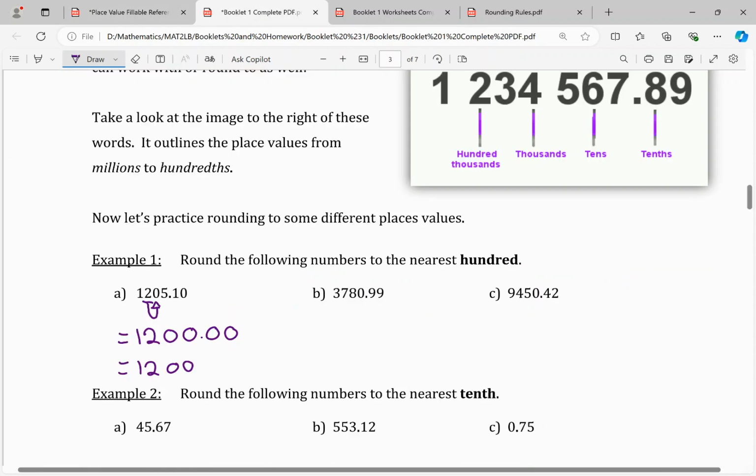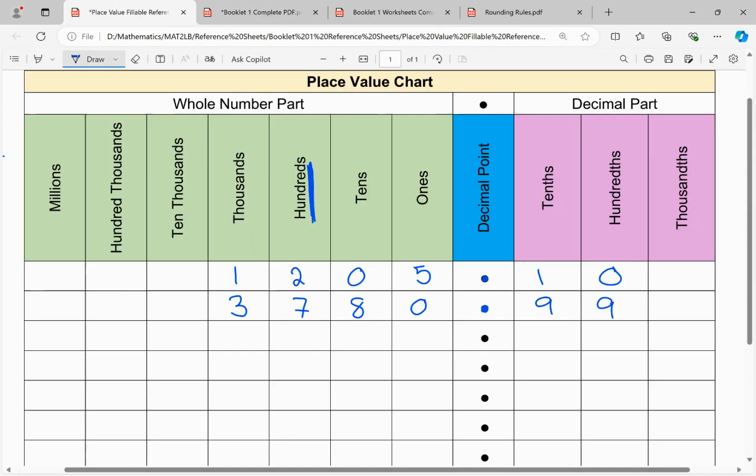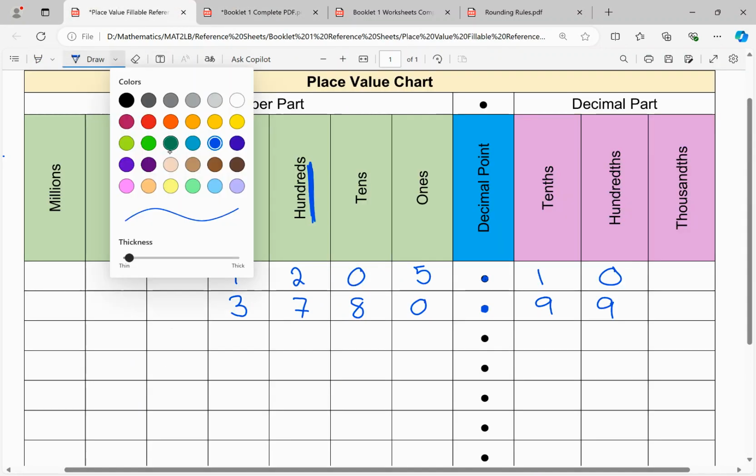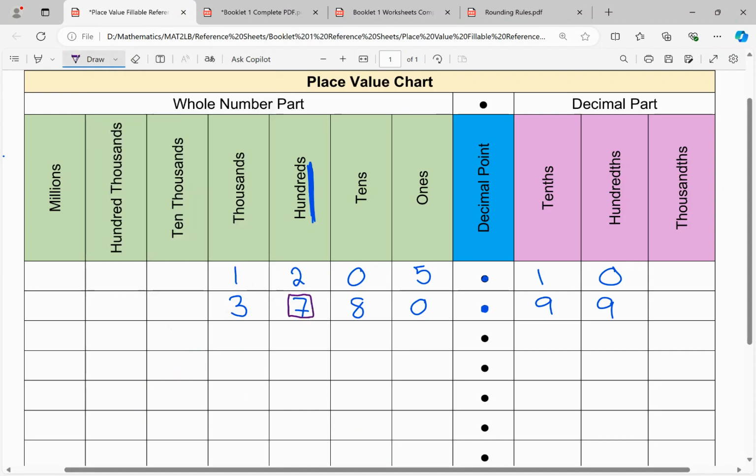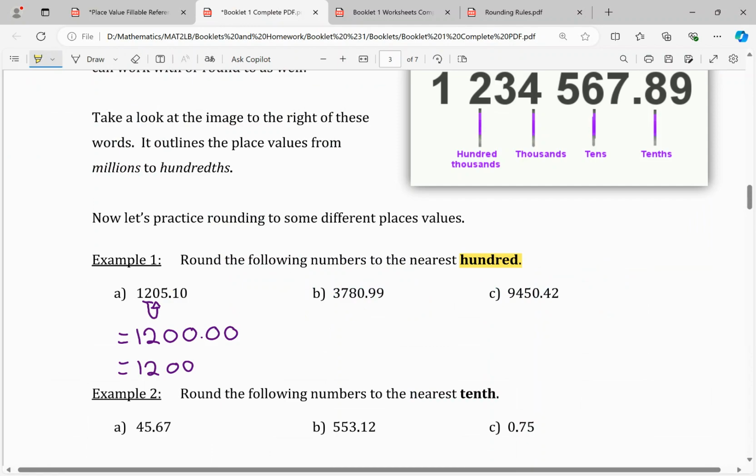Now again, we're rounding to the nearest hundred. So using our sheet, we can tell that it is the 7 that is in our hundred spot. So the 7 is what we are rounding. So I underline the 7 because I understand that's our hundreds place. We're rounding the 7, but I need help to decide if I'm rounding up or I'm rounding down.